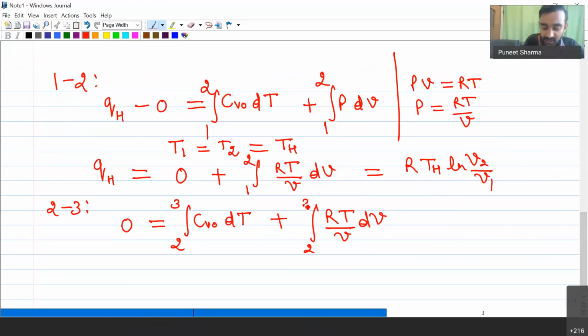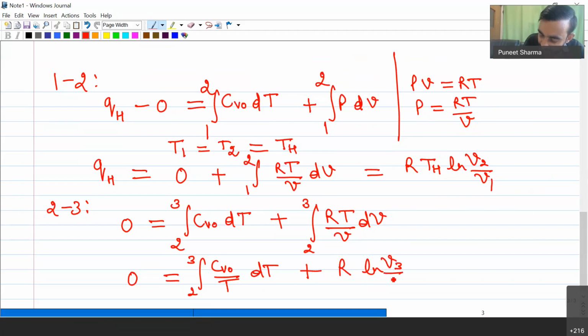Now let me divide this whole equation throughout by T. If I divide throughout by T, I will find 0 is equal to the integral from 2 to 3 of Cv0 by T into dT, plus, now T is taken over here because I have divided both sides by T, I'll finally find plus R times ln of V3 divided by V2.